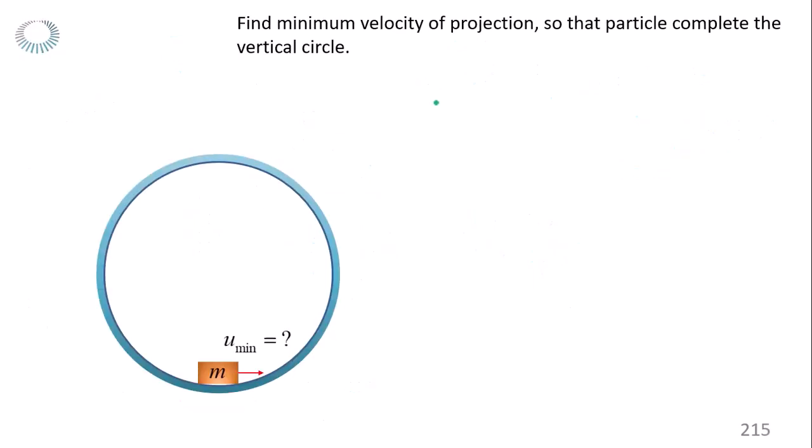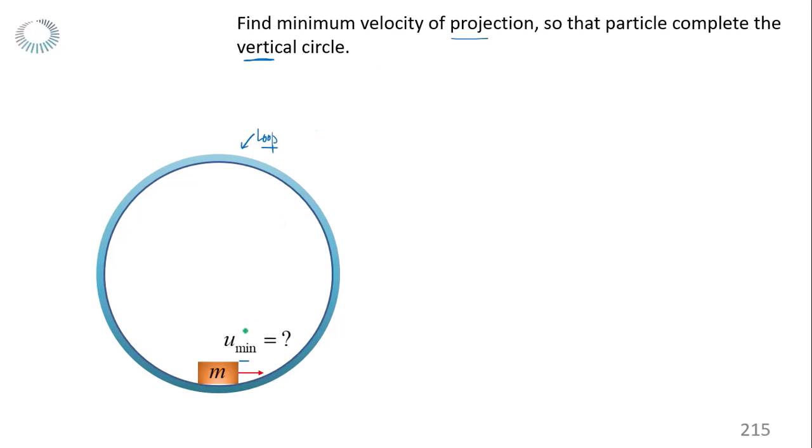So in this situation, there is no string. Earlier case, the particle is performing a vertical circle using a string. When we tied the mass with the string, the particle performs a circular motion. Now, inside a loop, let us say this is the loop, I am projecting one particle of mass m with a velocity of u, and I want to calculate the minimum velocity of projection so that the particle completes the vertical circle.